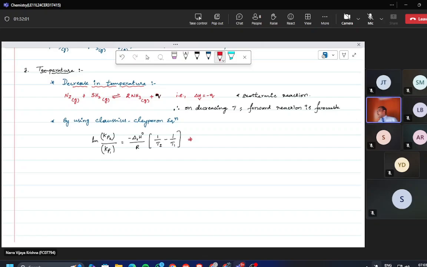If it is an exothermic reaction, what happens to delta H? Exothermic means delta H of reaction will be less than 0, negative. Then what happens to this minus of minus? So this term will be positive. Correct?